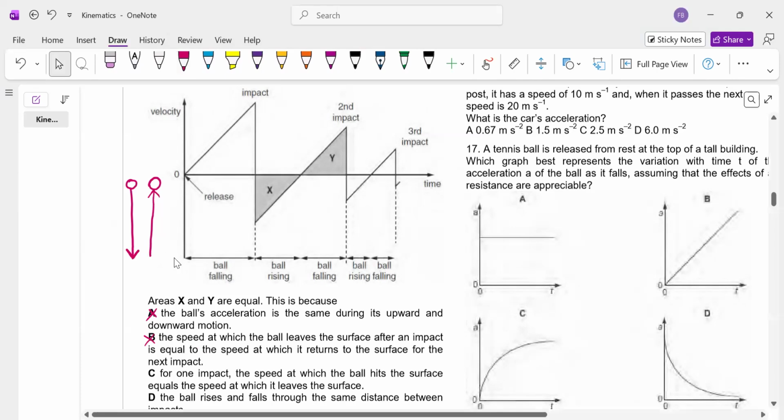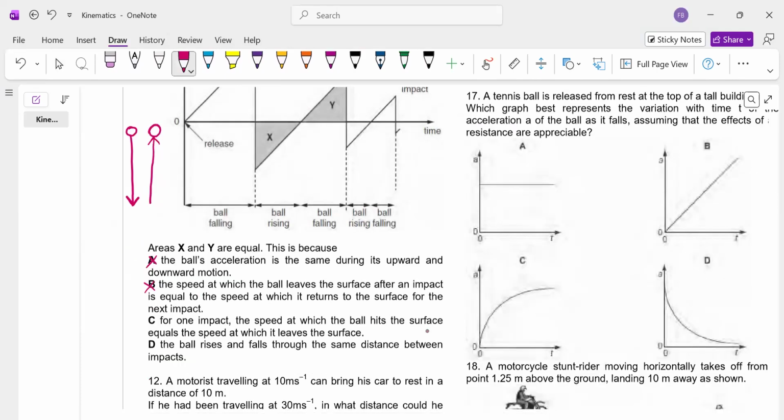For one impact, the speed at which the ball hits the surface equals the speed at which it leaves the surface. No, because when I gave you the lecture, I told you that there will be a slight difference in the speed. The speed cannot be the same. How can these be equal? These two speeds cannot be equal.